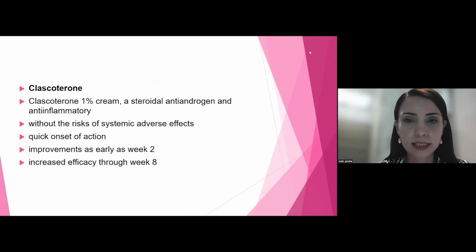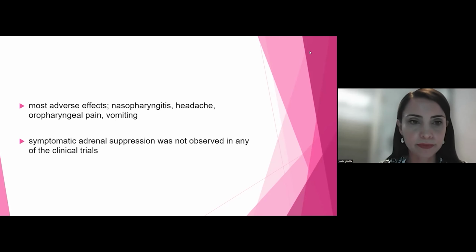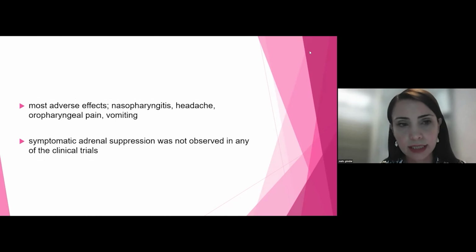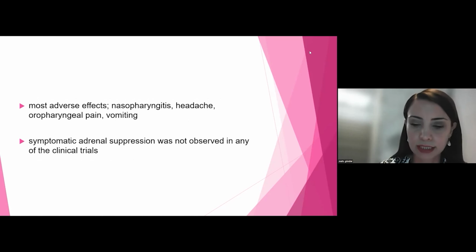Clascoterone is a steroidal anti-androgen and anti-inflammatory cream. It has no risks of systemic adverse effects, and it has a quick onset of action. Improvements we see as early as at week 2, and we can see improved efficacy through week 8. There are some adverse effects, especially nasopharyngitis, headache, oropharyngeal pain, and vomiting. Symptomatic adrenal suppression wasn't observed in any of the clinical trials.